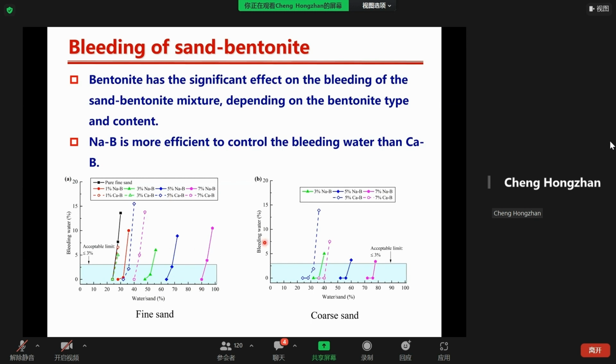Moreover, it's clear that the sodium bentonite is more effective to control the bleeding water than the calcium bentonite. So we can conclude that the sodium bentonite is better than calcium bentonite in the condition of workability in the first stage.